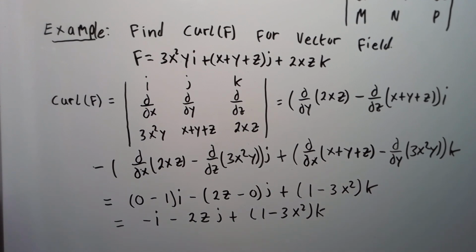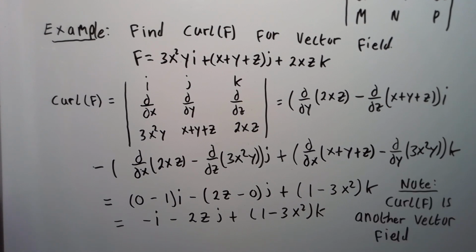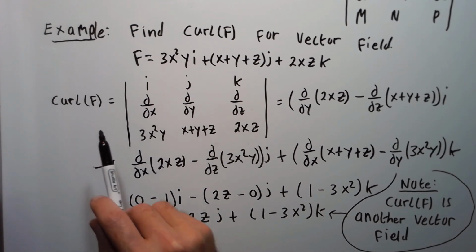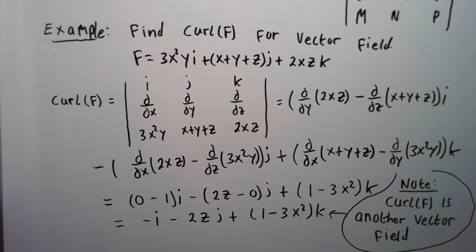Okay, so let's make an observation, a note here. Note that when we did the curl, this guy is another vector field, because it has an i, j, and k component. So note the curl of F is another vector field. When you take the curl of a vector field, it's going to create another vector field. Alright, so let's keep going.